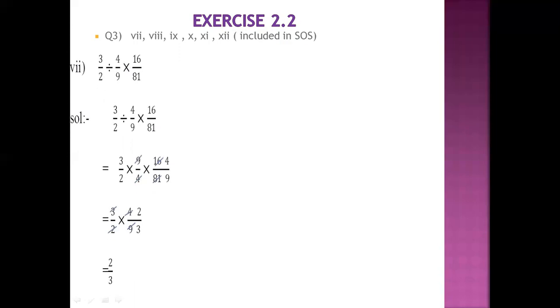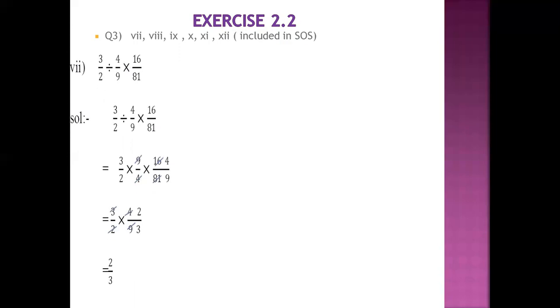So exercise 2.2, question number 3. These parts are included in your syllabus: 7th, 8th, 9th, 10th, 11th and 12th. These parts are included in your scheme of studies. So come to the first part, 7th. Again, the question is simplify. So we have to simplify this question.